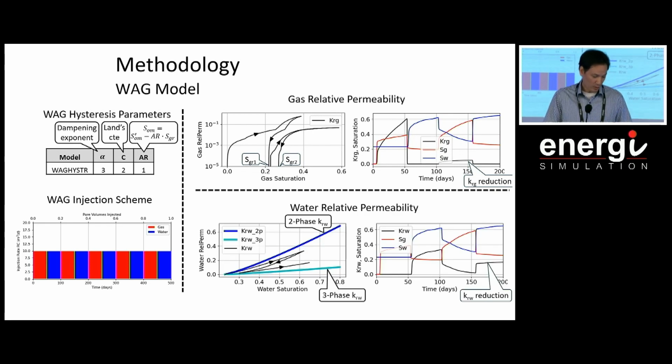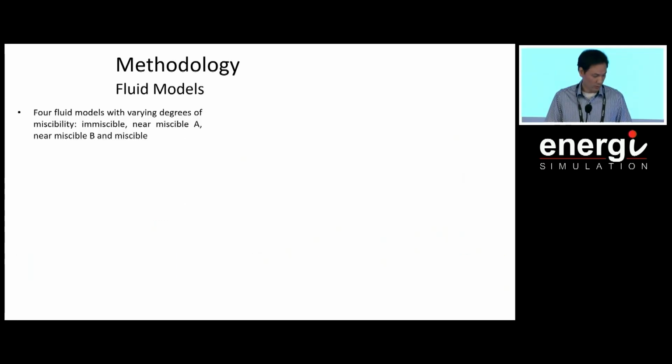And for the water rel perm, these are the 2 curves that we use. First, the 2-phase rel perm, which is the classical water-oil relative permeability, and then the 3-phase, when you reduce the oil to its residual saturation and replace it by gas. And so the final water relative permeability will be an interpolation between these 2 curves.